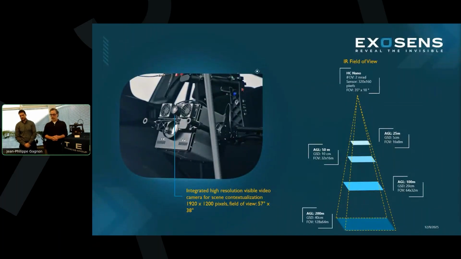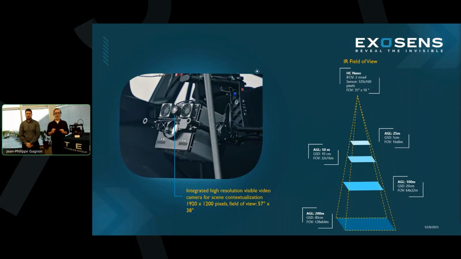Field of view and visible camera. Of course, with the Nano, you have the infrared imagery at all times, but there's also a visible camera attached at the top, just above the infrared entrance window. It's a high resolution visible camera, so you have the specs here, with a field of view that's larger than the infrared field of view, so it provides contextual information.